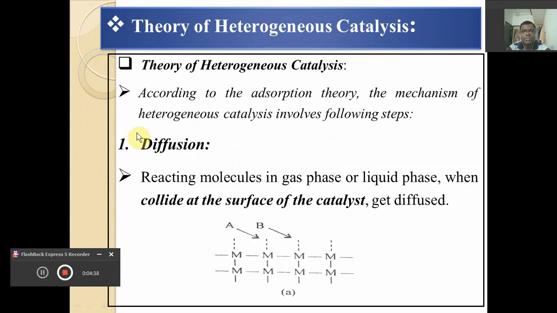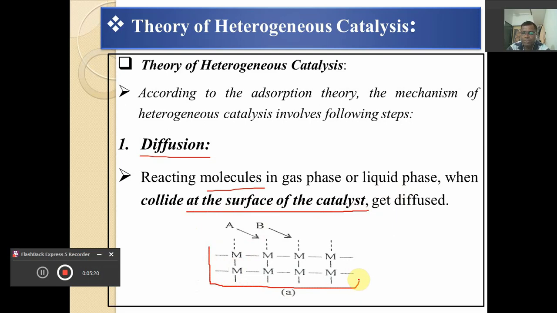And this is the theory of heterogeneous catalysis. According to the adsorption theory, there is a mechanism, and the different steps of the mechanism can be explained in detail. The first step in the mechanism of the theory of heterogeneous catalysis is called diffusion. In diffusion, the reactant molecules in the gas phase or the liquid phase, when they collide at the surface of the catalyst, get diffused at the free valency. For example, here we will discuss this.